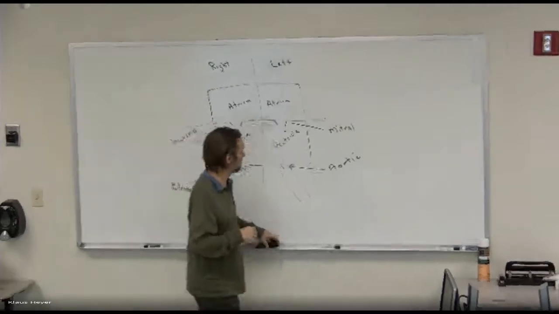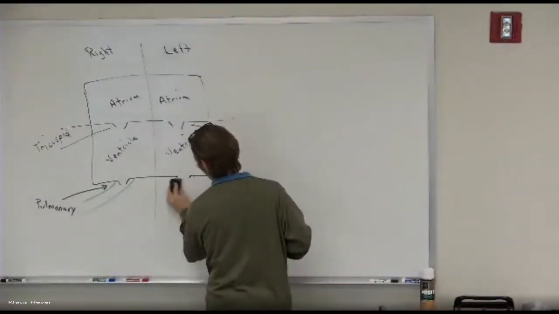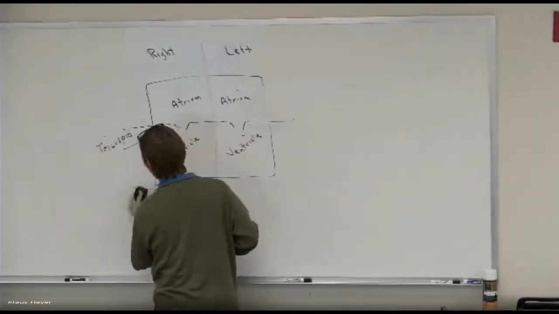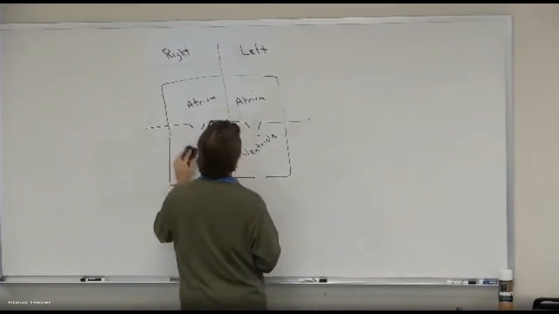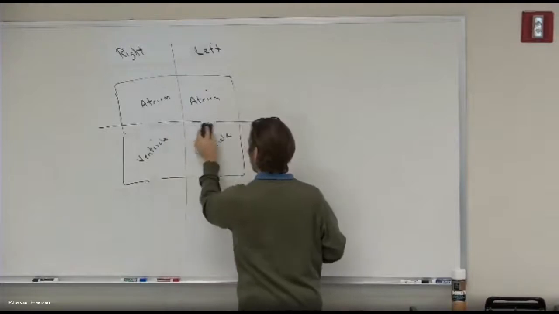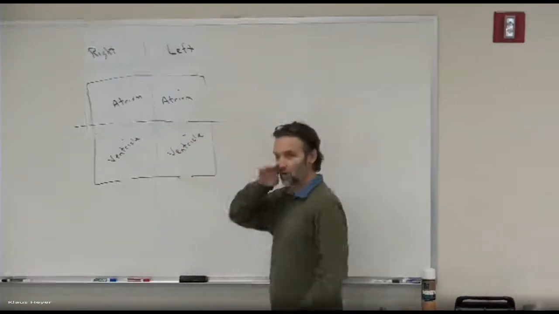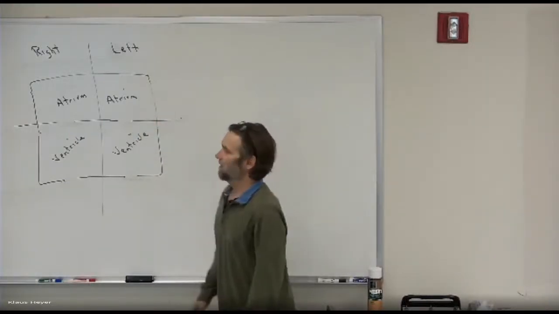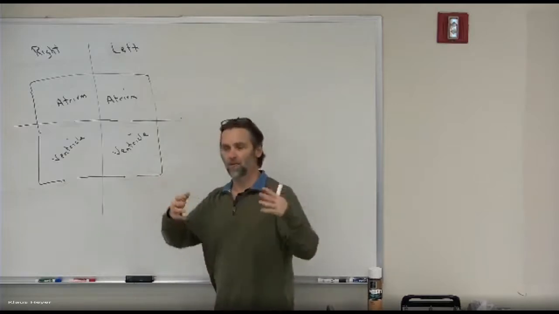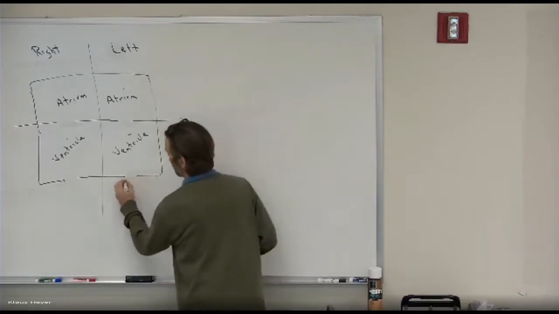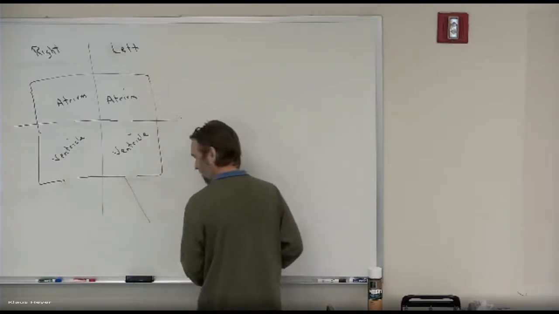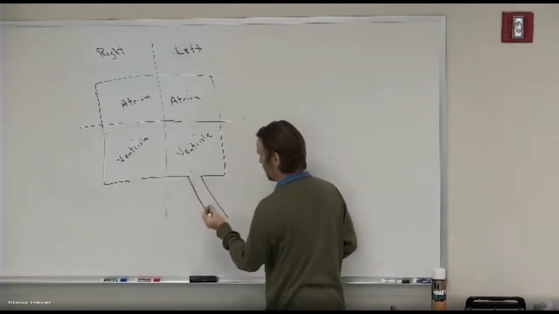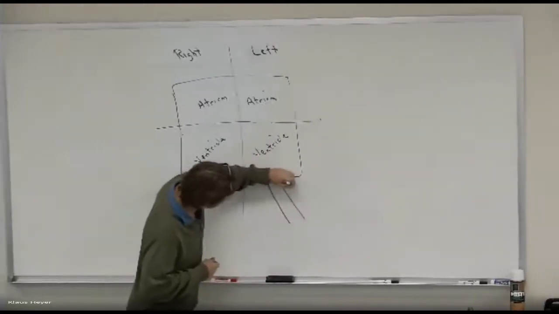Let me erase some of this stuff, make it a little bit less confusing. In fact, I'm going to erase all my valves. So we're back to the four chambers. There's got to be something going into it, and then there has to be something leaving. Leaving, we already have that. So this is the exit. This is the vessel that is leaving. We call this an aorta.